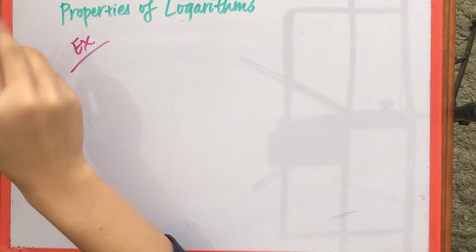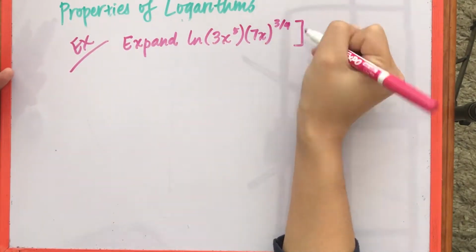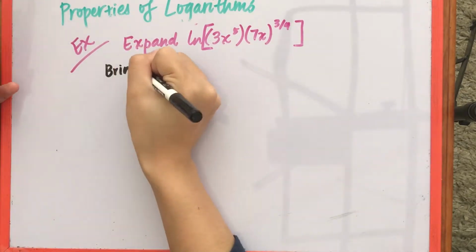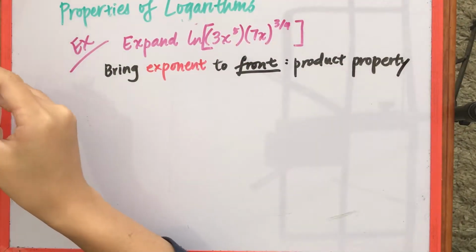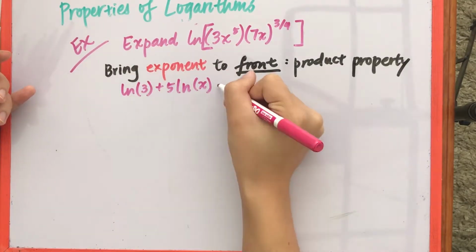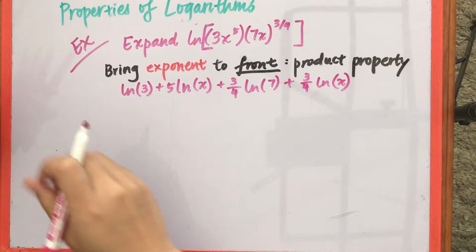For instance, if we have a problem, expand natural log 3 times x to the 5th times quantity 7x to the 3/4, you would bring the exponent to the front and use product property. So the answer would be natural log 3 plus 5 times natural log x plus 3/4 times natural log 7 plus 3/4 times natural log x.